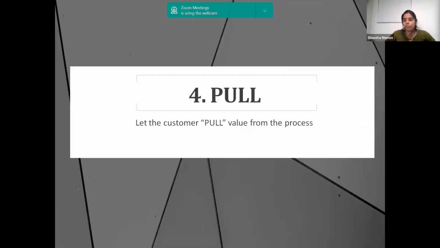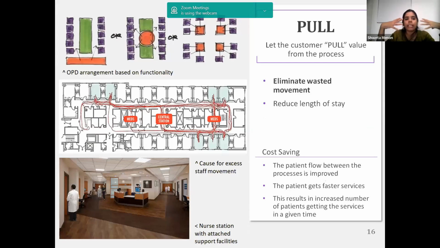Then we come to the topic of pull. Pull is basically the demand. It is the patient's demand that when they enter that facility, they see the facility, they understand what are the features available, they understand what are the specialties being offered, so they automatically come. And when they come, they automatically create a demand.